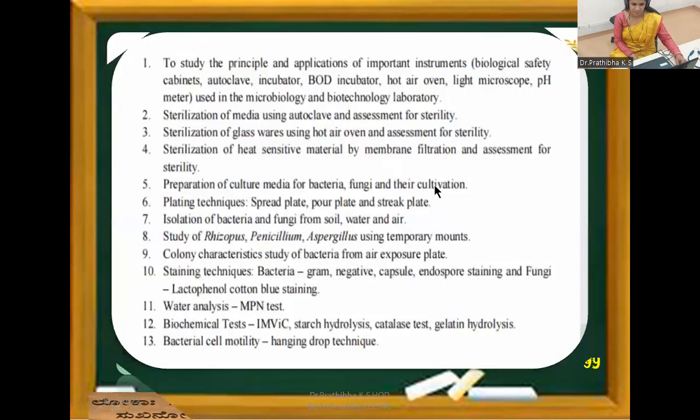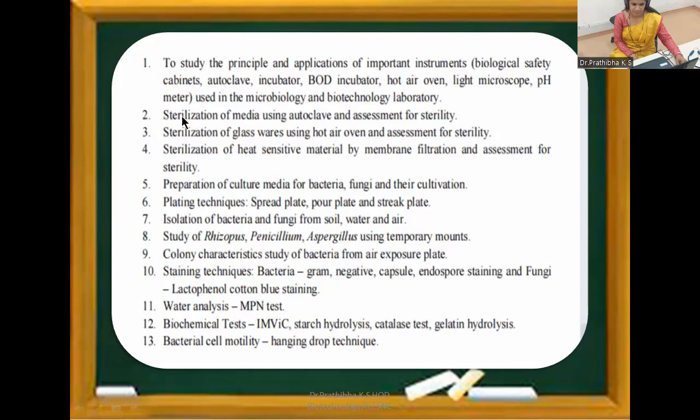Now let us go through the list of experiments under the second semester Biotechnology NEP syllabus. First experiment: to study the principle and applications of important instruments like the biological safety cabinet, that is, LAF, laminar airflow, autoclave, incubator, BOD incubator, hot air oven, light microscope, and pH meter. These are the instruments you must study in this NEP microbiology syllabus, which are used in the microbiology and biotechnology laboratory.